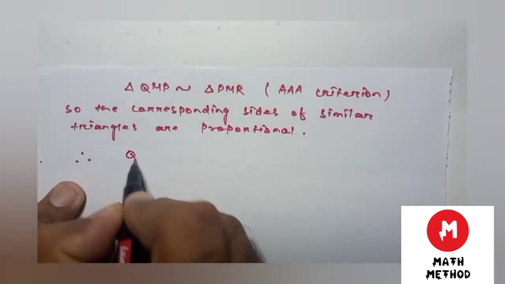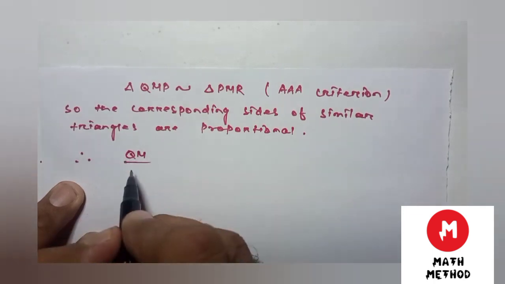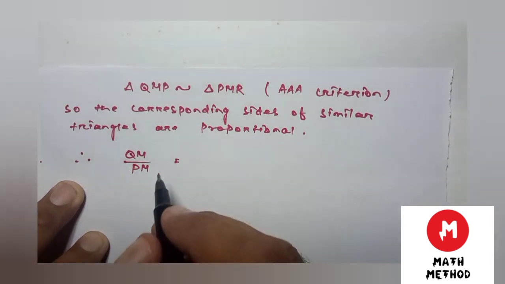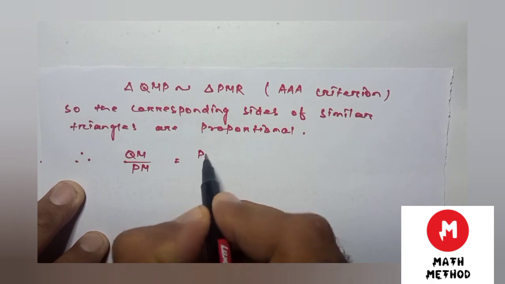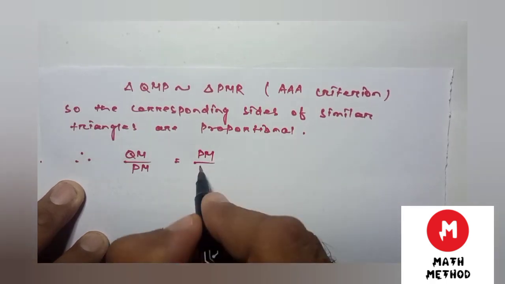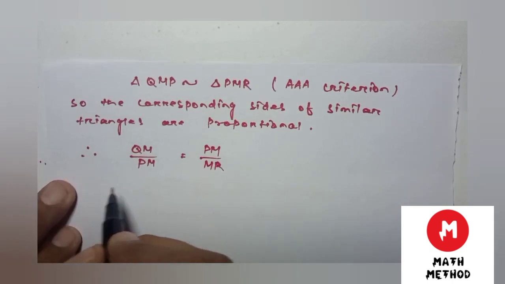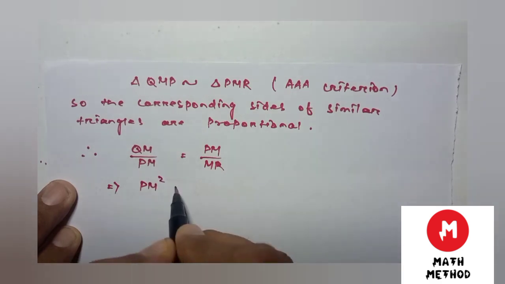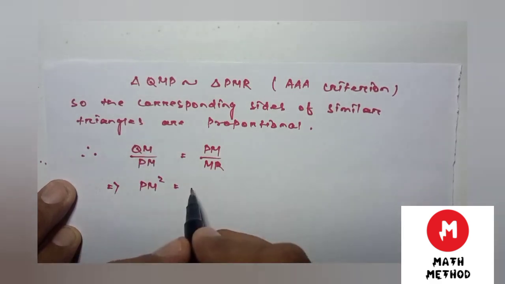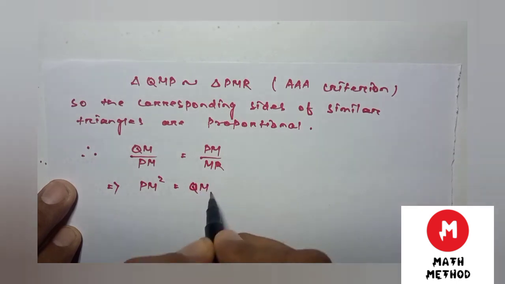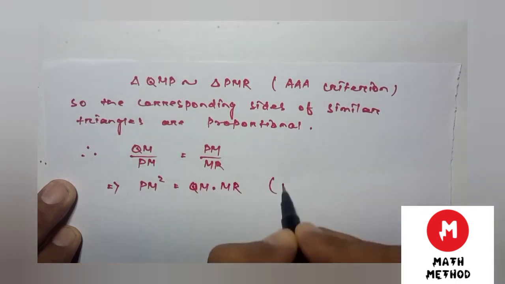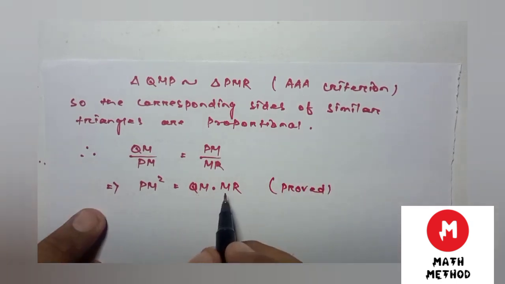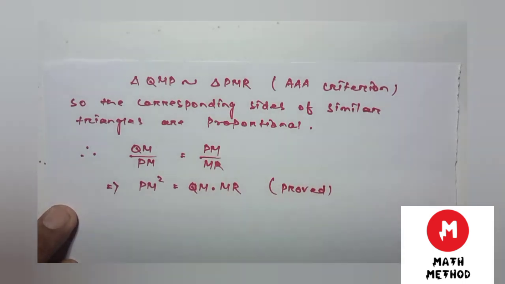Therefore we can say that QM upon PM is equal to PM upon MR, which by cross multiplication gives PM square is equal to QM into MR. Proved. Or as QM is equal to MQ, you can also write it that way, into MR. Proved. Clear? Question 2 is over.